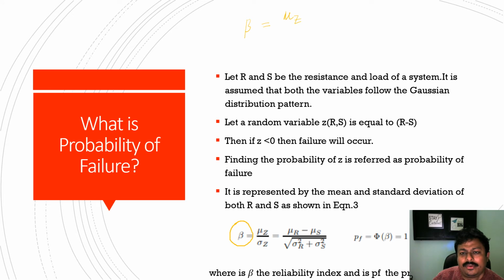Beta is the mean of this factor. This is also your safety factor, and this safety factor, or here we say it as a random variable Z, is a function of both resistance and supply. So what we say is, if Z is equal to R minus S, and if this Z becomes less than 0, then failure will occur. So probability of Z less than 0 will also show the probability of failure, right? Now what I will do is find this beta first: mean of Z divided by standard deviation of Z. So this is mu R minus mu S divided by the square root of standard deviation of R squared plus standard deviation of S squared.